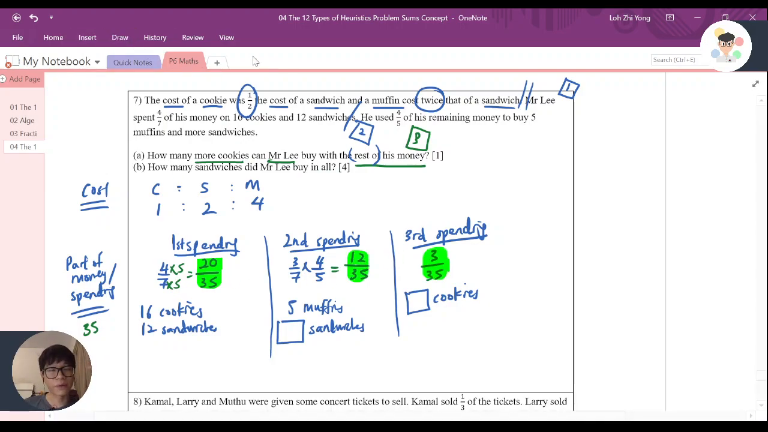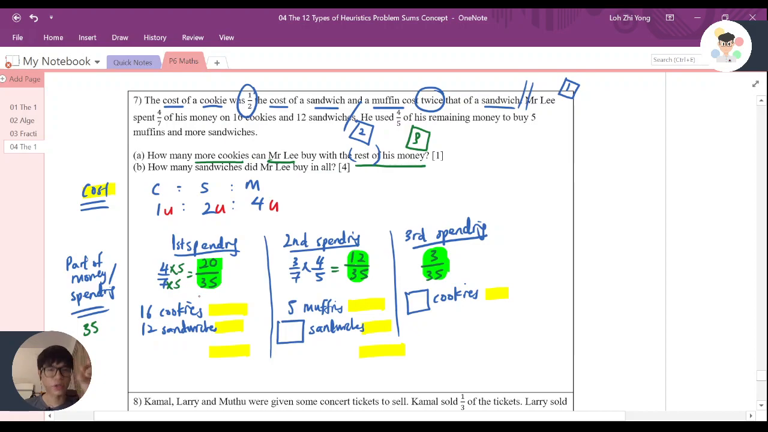And what we still haven't found out is the cost of the money. Now, this is the cost, okay? Let me just quickly write down here: 1 unit, 2 unit, 4 unit.